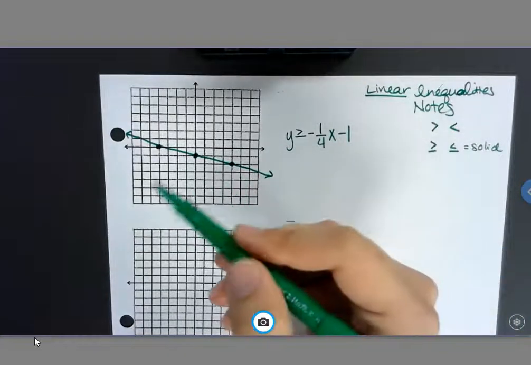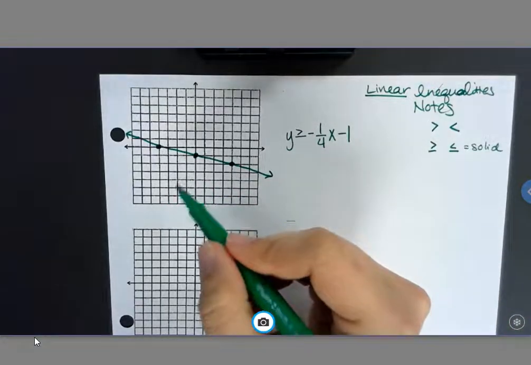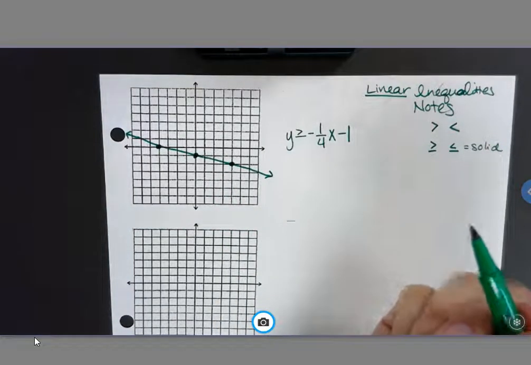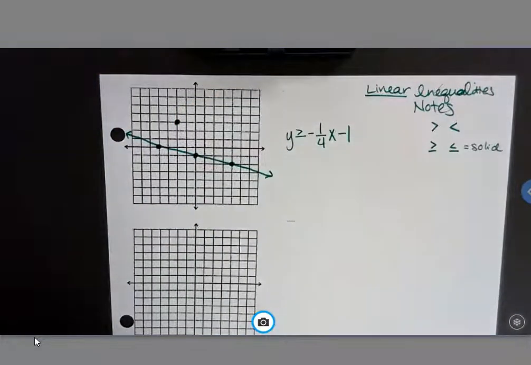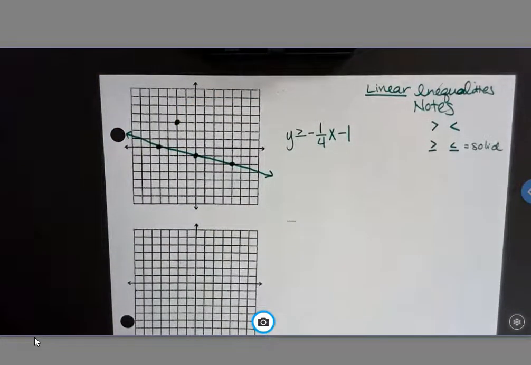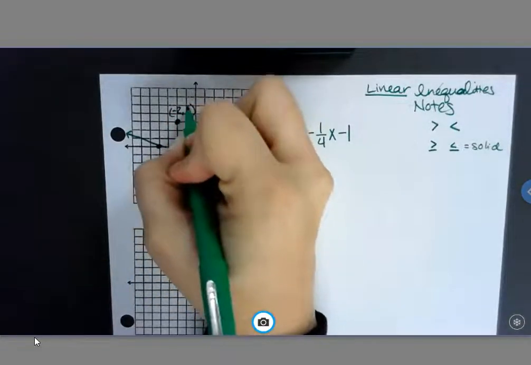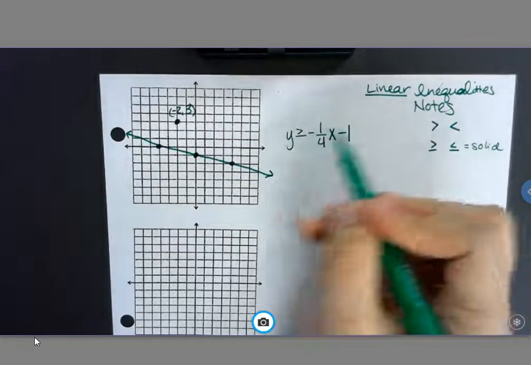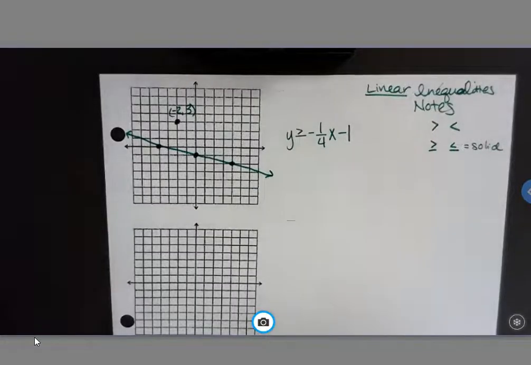The only difference is we have to test a point. So what you need to do is you need to pick a point on either side of your line. It does not matter which point you pick. So let's say I'm going to pick this one right here. Okay. You are going to test that point. So that point is negative 2, positive 3. You are going to see if negative 2, positive 3 is a solution to this inequality. So you're going to plug the x value in, plug the y value in.